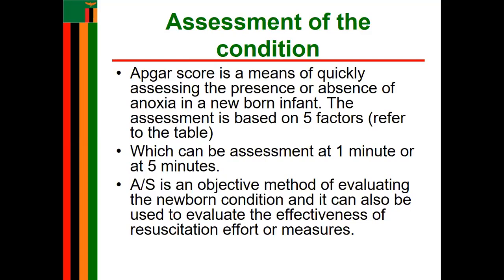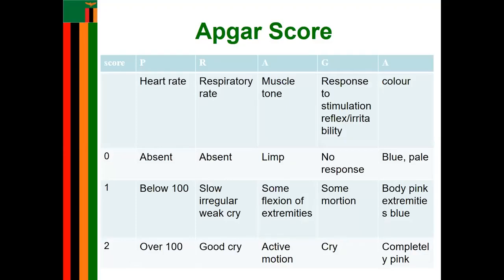Then you use the APGAR score to assess the level of asphyxia at 1 minute and also at 5 minutes, meaning as soon as the baby is born, you assess the APGAR score, and then you also recheck it at 5 minutes. The APGAR score is an objective method of evaluating the newborn condition, and it can also be used to evaluate the effectiveness of resuscitation efforts or measures.